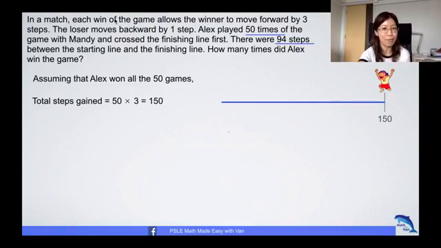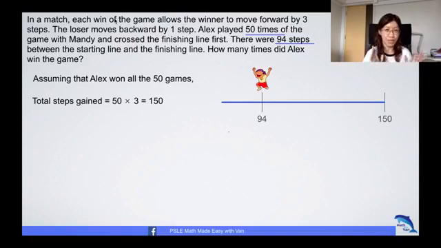But we know that, in fact, he did not. There were only 94 steps, right? So we have to move him all the way to 94. How are you going to move that? Now, we have satisfied the first condition. That is, we have assumed that he played all the 50 games and he won all of them. So now we need to satisfy the next condition, that is the 94 steps.